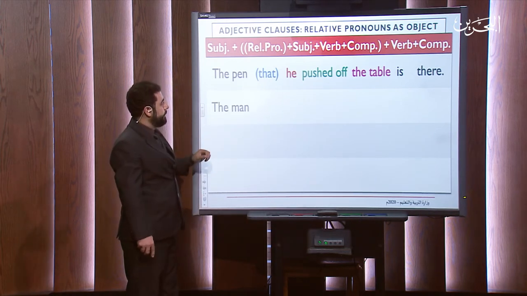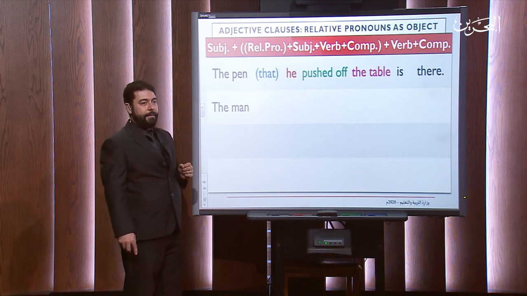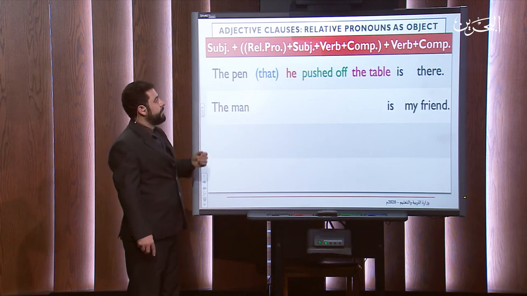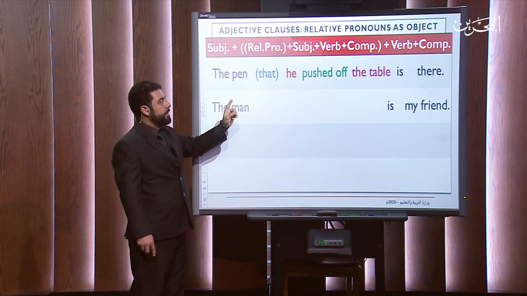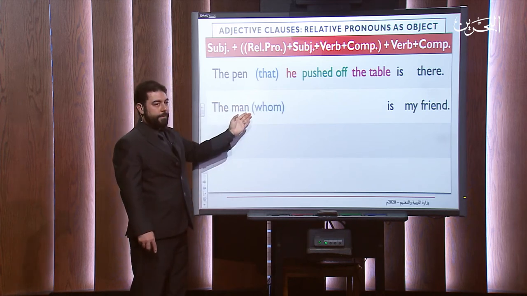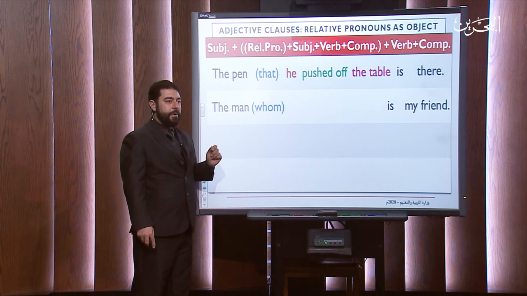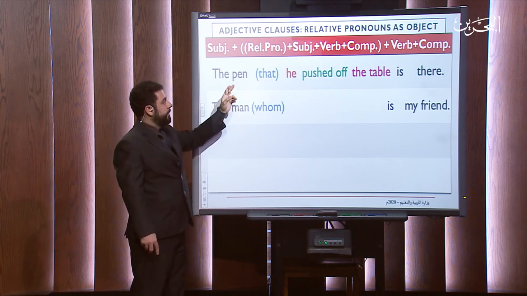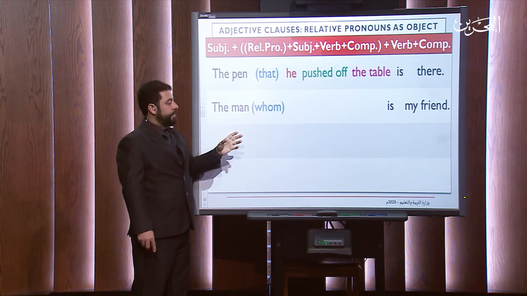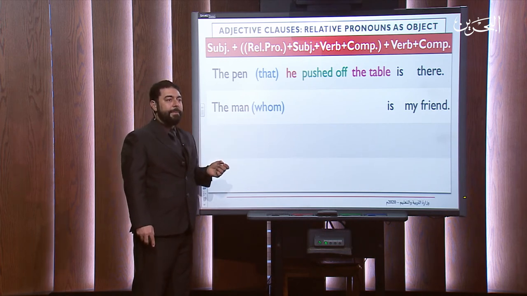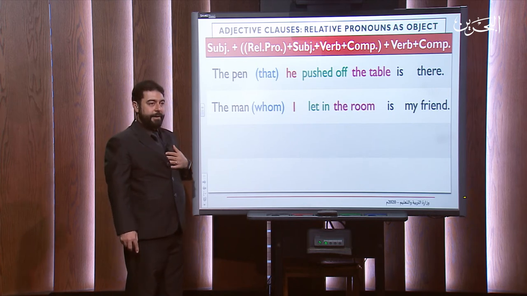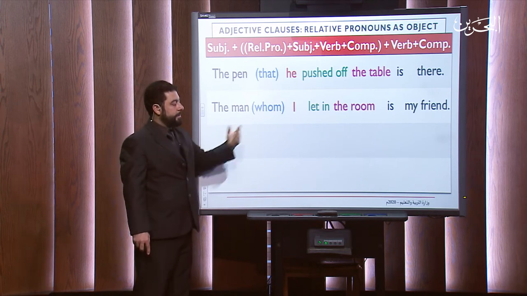Okay, let's check another one. Subject, the man. The man is my friend. I would like to use an adjective clause, but this time the relative pronoun should be an object. So I say, the man whom, we cannot say who. If we use the relative pronoun as a subject, we say who. But as an object, it should be whom. The man whom I let in the room is my friend, because I is the subject.